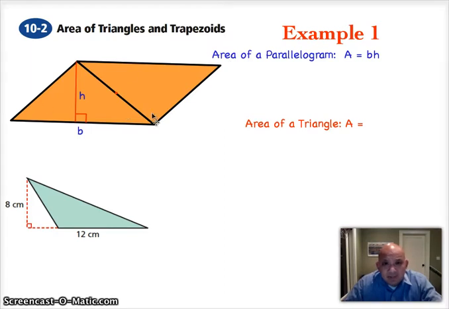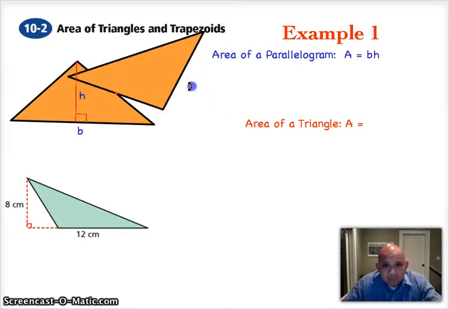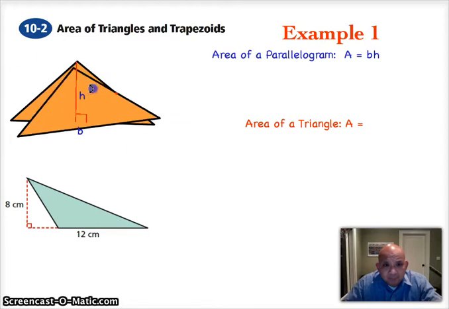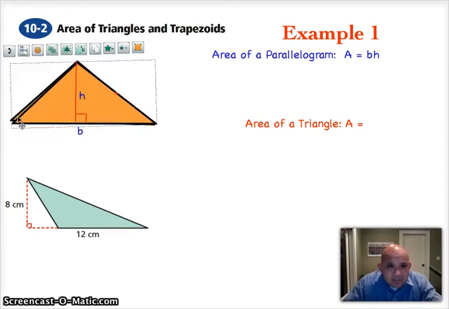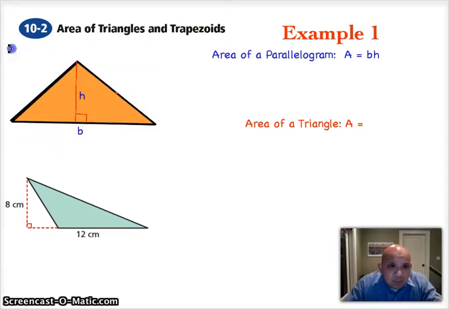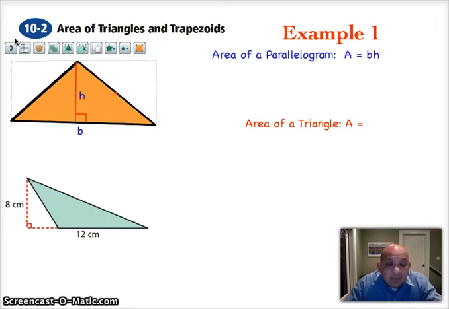But for the entire area of the parallelogram, we go back to the formula that we learned just the other day. Area equals base times height. Here's the base, here's the height. When you multiply those two measurements together, they give you the entire area for this entire parallelogram. But what would happen if we took one of these triangles away and just made it so that there was essentially one triangle that we wanted to find the area of?